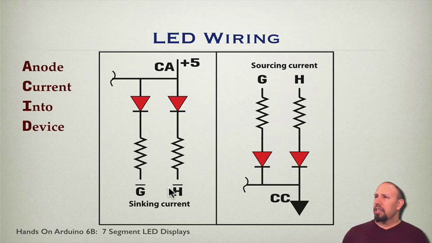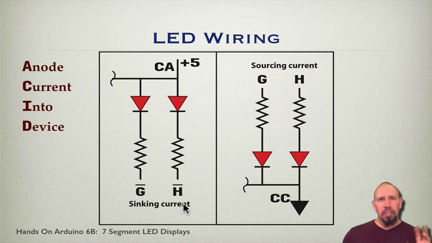So in this case, when these are ground, and this is connected to your Arduino, if you assert it low, then you are sinking current. That is, the current is flowing into the Arduino, as opposed to this case, in which, if these are high, then current is flowing from the Arduino into the LED. So in that case, the Arduino is sourcing current. In this case, the Arduino would be sinking current.